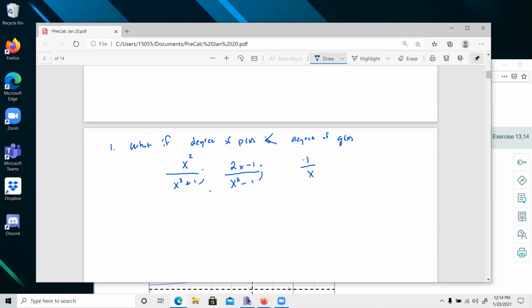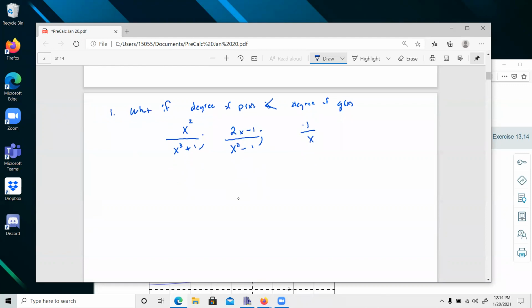So anytime the degree of the numerator is smaller than the degree of the denominator, then we have a horizontal asymptote at y is equal to 0. Okay, it's just the y-axis, right? No, it's the x-axis, sorry. It's just the x-axis.